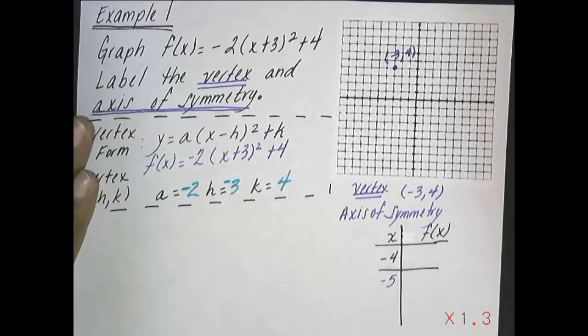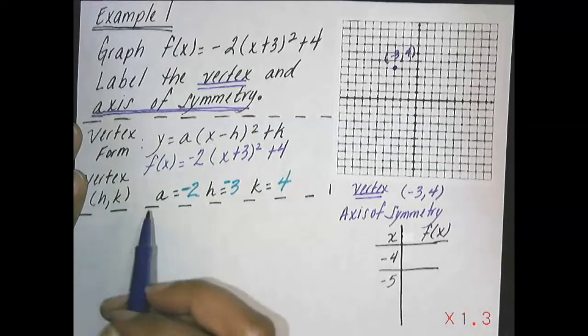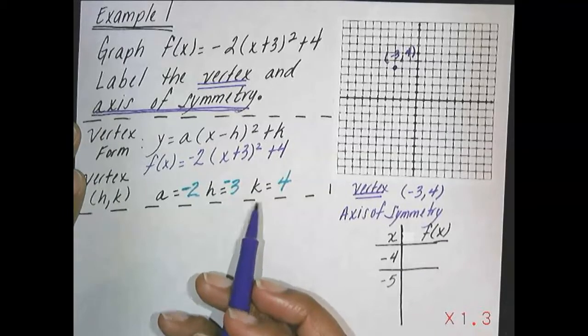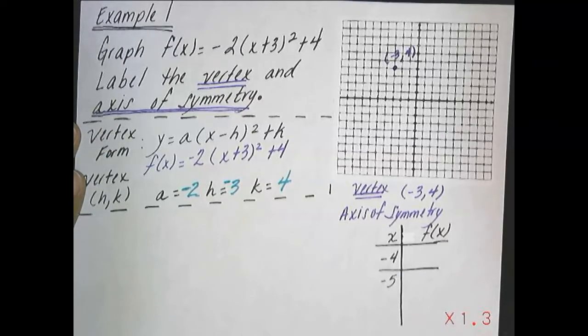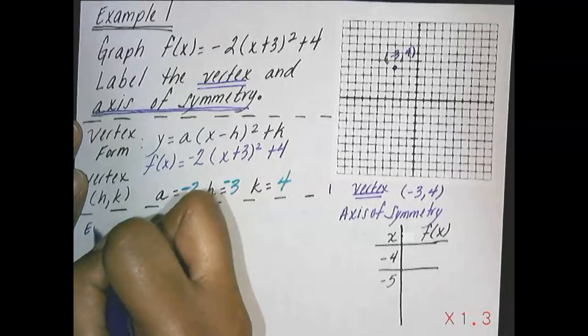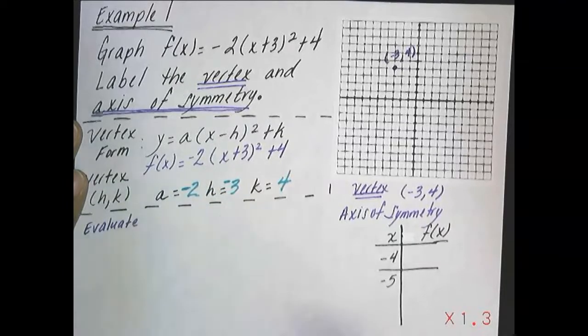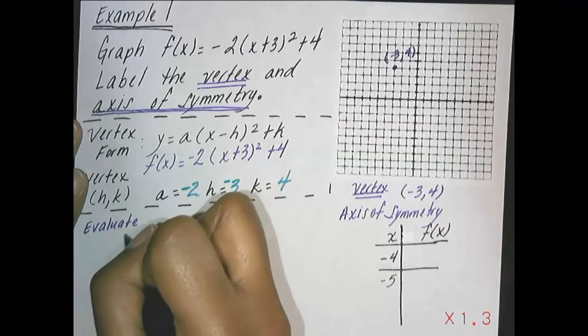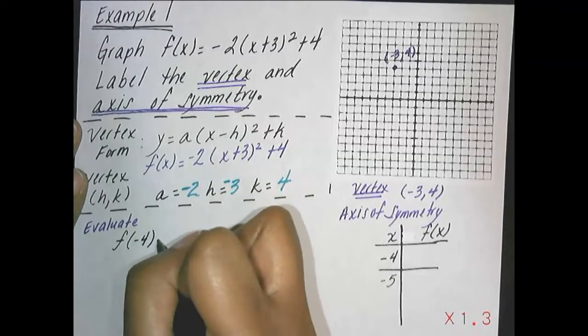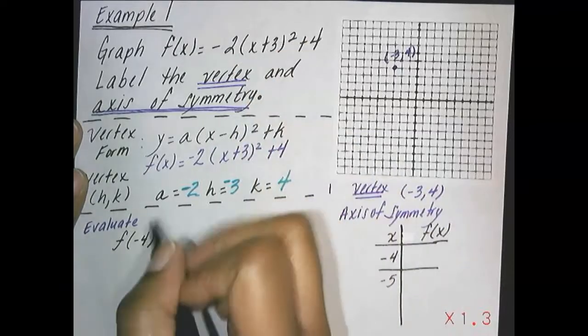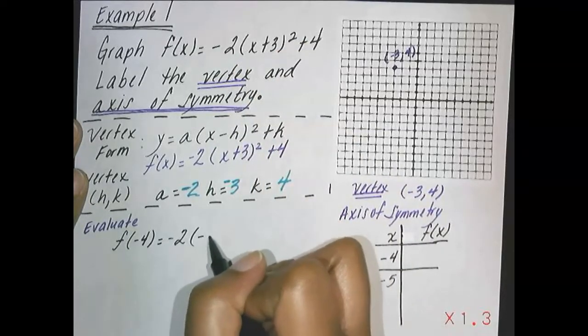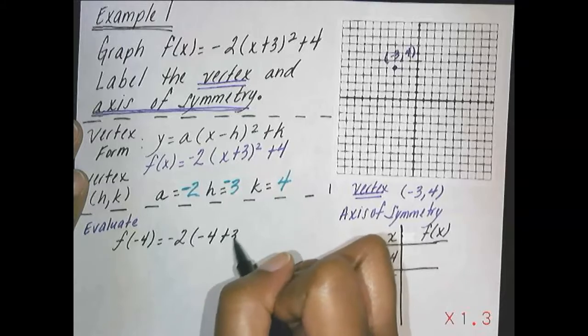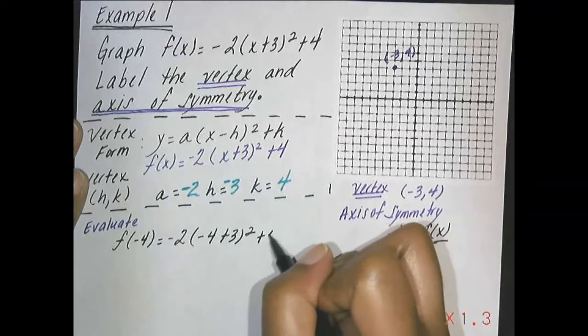Okay, so the next thing that I'm going to do, now that I've identified what a, h, and k are, is evaluate the function when x is -4, and then you're going to do the one when x is -5. So here we go. I am going to evaluate the function when x is -4. So I'm going to substitute into the original equation f of -4. I'm going to have -2 times (-4 plus 3) squared plus 4.